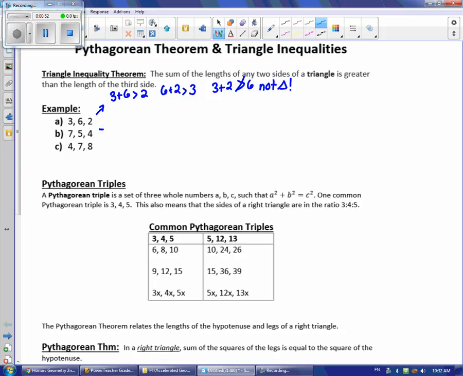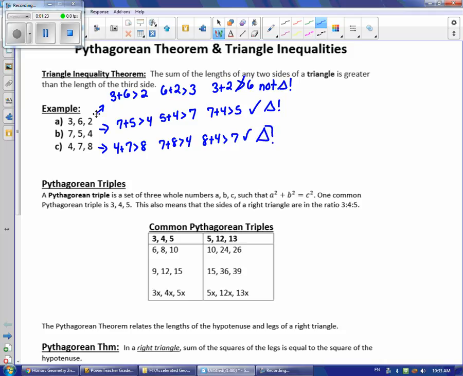Okay, if we look at example B, 7 plus 5 is greater than 4, 5 plus 4 is greater than 7, and 7 plus 4 is greater than 5. So yes, you can make a triangle there, and then it will also work for the last one. 4 plus 7 is greater than 8, 7 plus 8 is greater than 4, and 8 plus 4 is greater than 7.